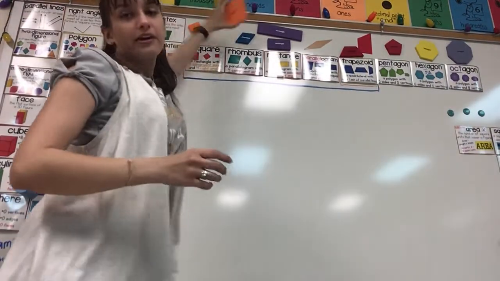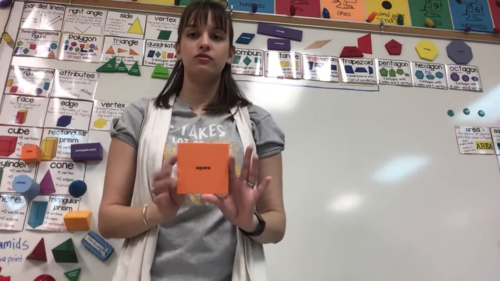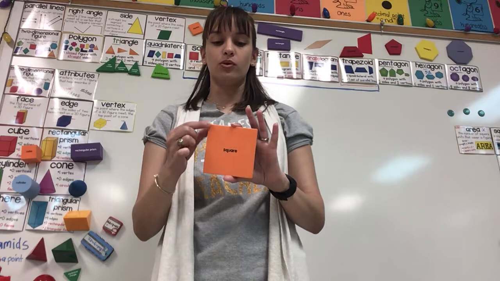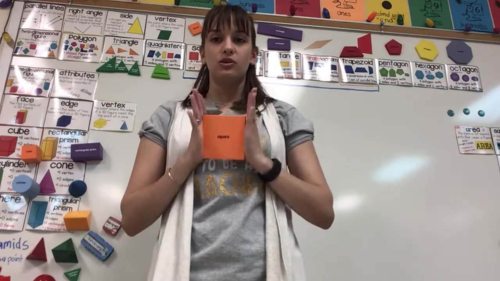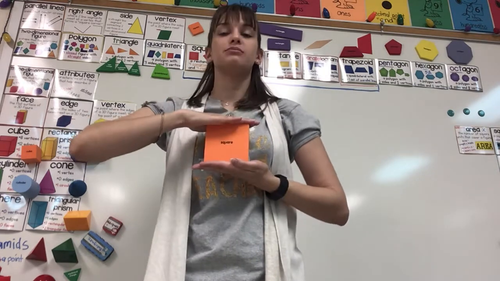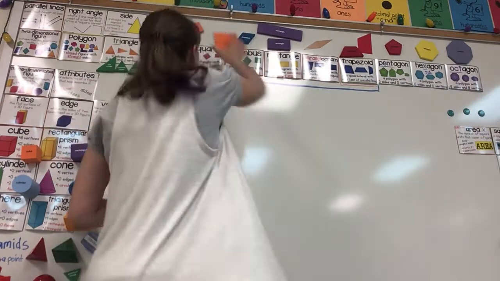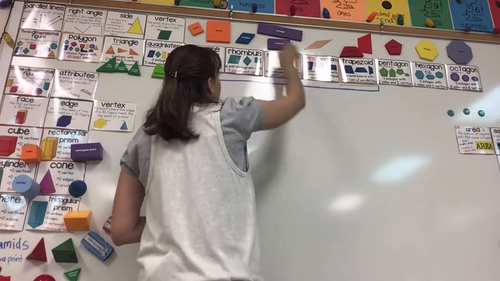So a square has how many sides? 4, and all the sides are equal. It has 4 90-degree angles, and it has 2 sets of parallel lines. They'll never ever touch. Since it has 2 sets of parallel lines, a square can be a parallelogram.